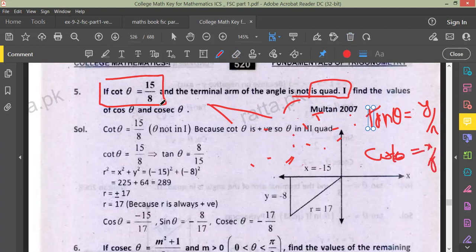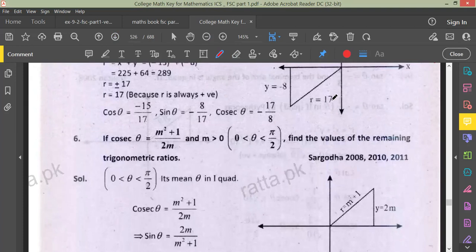So value of x will be 15 and value of y will be 8. So after applying the Pythagoras theorem formula, we will find the value of r. After applying the formula, value of r will be equal to 17. So r will be always positive. So after finding the value of r, we have x, y, and r. We will find the final answer of this question.